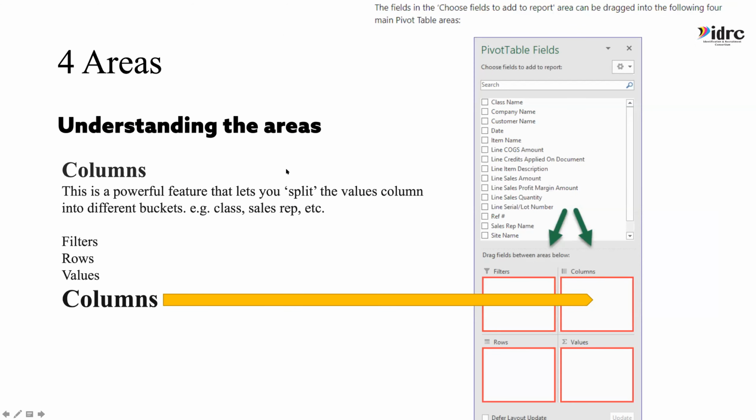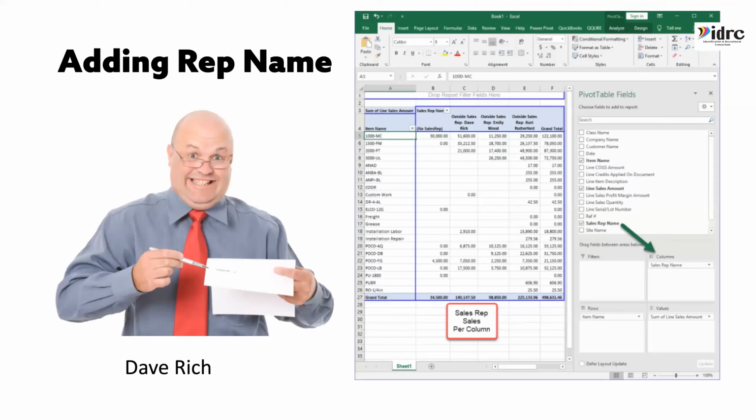Then we have the idea of columns. It says this is a powerful feature that lets you split the values column into different buckets. For example, you could see what the sales reps did. You could look at different reps. You can look at different areas, and you'll see it exactly when we actually do the spreadsheet, how that works. So here's an example of adding the rep name here.